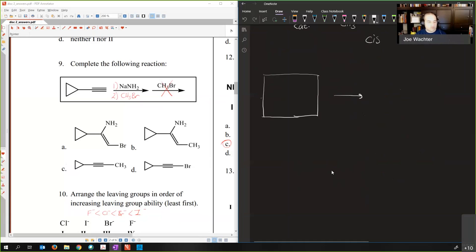So let's pick one. Let's see, make sure I don't pick one that's on the exam by accident. That would be terrible, wouldn't it?